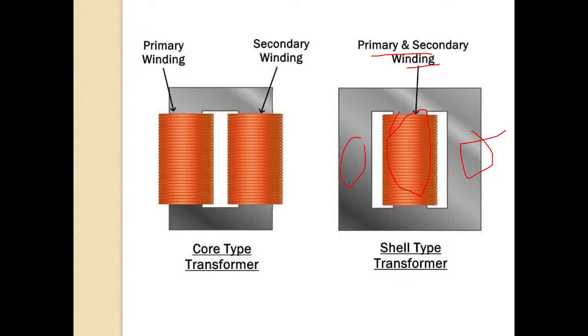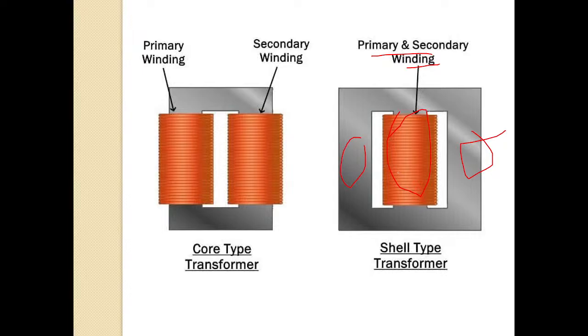They are alternately placed in the form of a sandwich. These windings are alternately placed in the form of a sandwich. That's why this winding is called sandwich or disc winding. The winding of a shell type transformer you can call sandwich or disc winding.